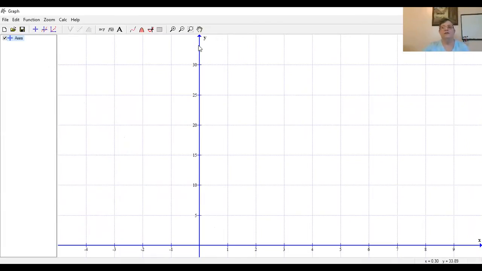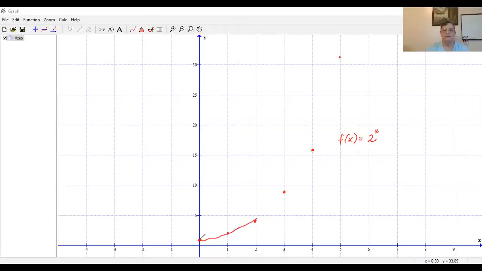Okay, so we start with the point (0, 1), which should be right about here. And we're graphing f of x equals 2 raised to the x. So when x is 1, the y value is 2. When x is 2, the y value is 4, about there. 3 would give us 8. 4 would give us 16. 5 would jump all the way up to 32.